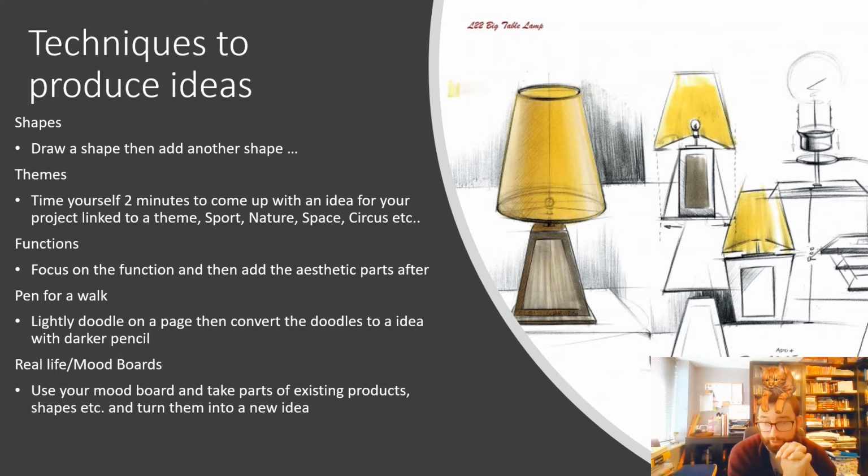You can really think about the function and just draw the function first and then try and make it look attractive afterwards. One of my favourite ones, and it only really works for really aesthetic type designs, and you'll see one of these on the next page, is taking a pen for a walk. You just draw a doodle and then turn it into a design. And then you can use your mood boards that you did on the earlier page and take some of the shapes and ideas from them and turn them into a product. So a little video for you now showing you how you could come up with some different ideas. Here we go.